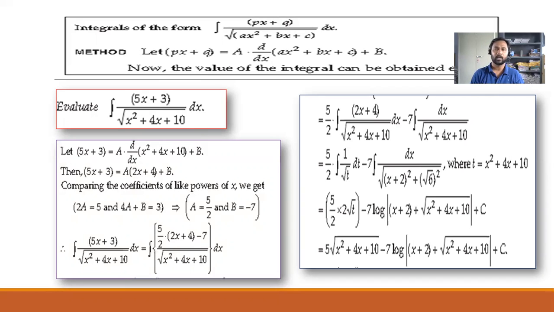Look at the first integral. The term in the denominator, its derivative is directly given in the numerator. Therefore, by a simple substitution, we can reduce the first integral into 5 by 2 integral dt by root t minus 7 into... what about the second integral?